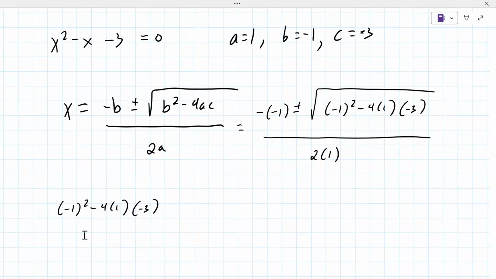This is one of those places where if you're allowed to use a calculator, I don't have a problem with using one. Yeah, I'm not anti-calculator.